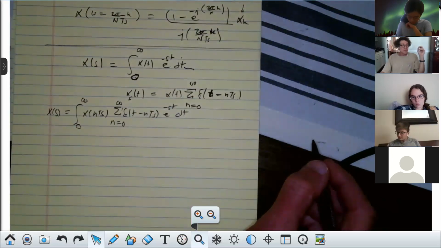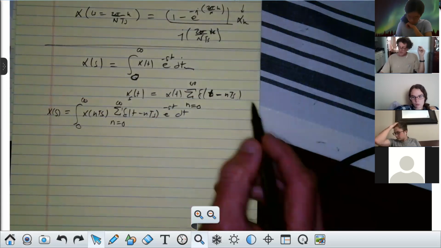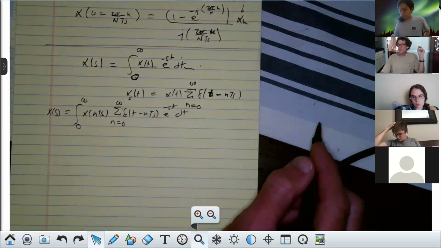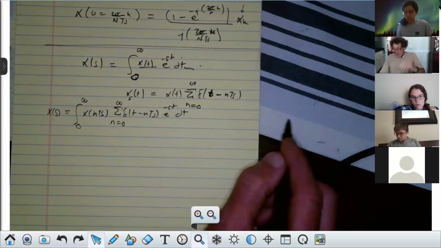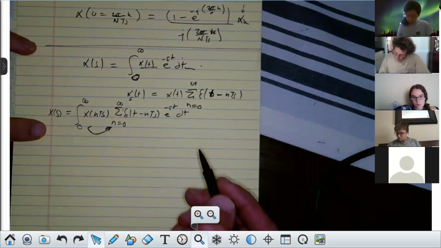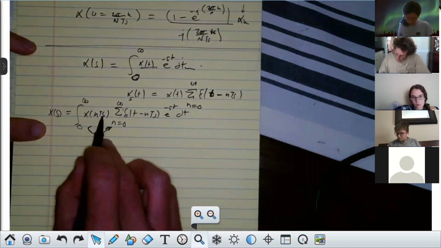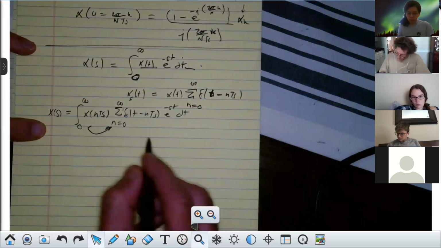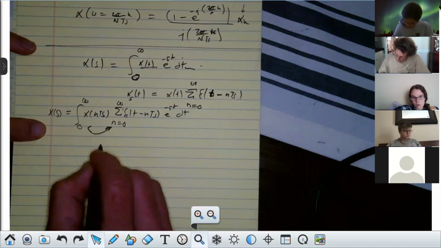I've just restated the equation above here, but now I've put in the sampled signal for x of t, correct, class? Okay. Now you change the order of operations. You do the integration first. You'll notice this is not a function of t. You'll change the order, and when you do this, now I get a summation.